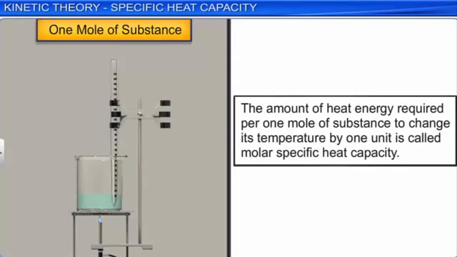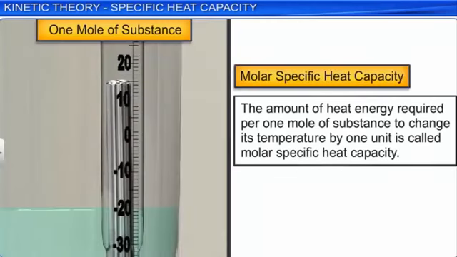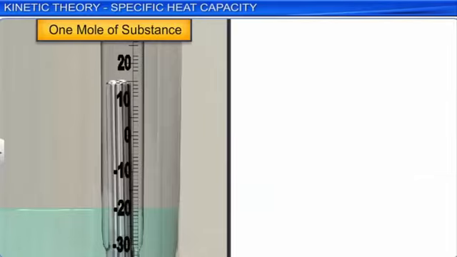The amount of heat energy required per 1 mole of substance to change its temperature by 1 unit is called molar specific heat capacity. That is, C is equal to 1 by N multiplied by dQ by dT, where N is the number of moles of the substance.